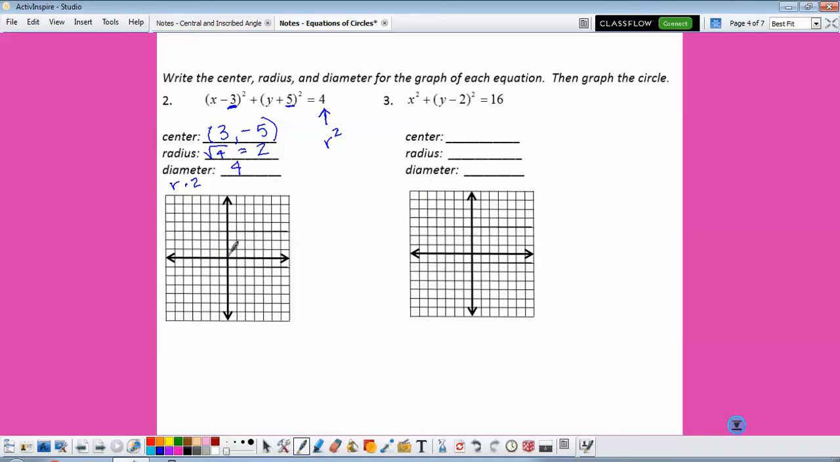So I'm going to mark our center, (3, -5). And then I'm going to go 2 in each direction: 2 to the right, 2 up, 2 left, and 2 down. And I'm going to do my best to connect the dots in a circle.